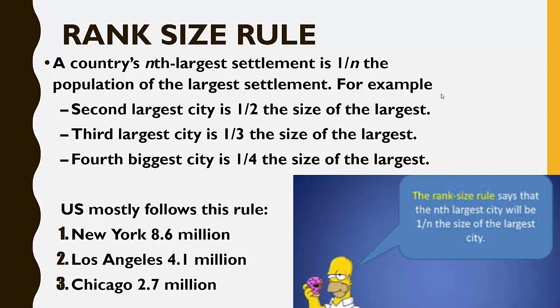So the second is going to be 50% of the first. The third's going to be 33% of the first. The fourth largest is going to be 25% of the first. And the US actually follows this rule fairly well.